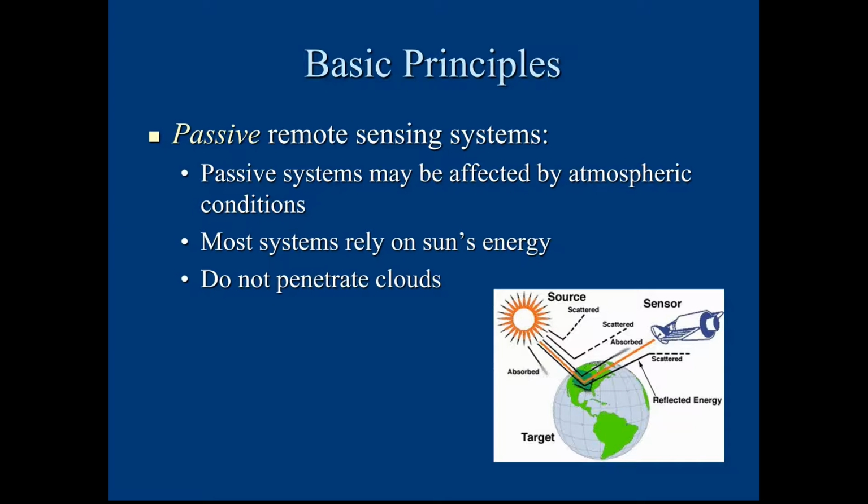Relying on an external source of energy has its positives and its negatives. The positive is that a sensor does not require any large amount of energy to use. The negative is that it can only record reflected energy when the external sources are available, and they may be affected by atmospheric conditions, and they're not going to penetrate things like clouds. Therefore, when sensing with passive remote sensing systems, it's important to plan far ahead to record when there is ample energy and little to no obstructions.